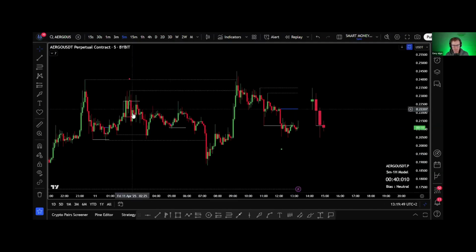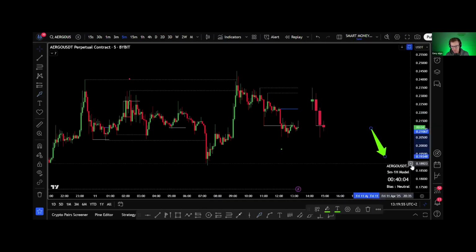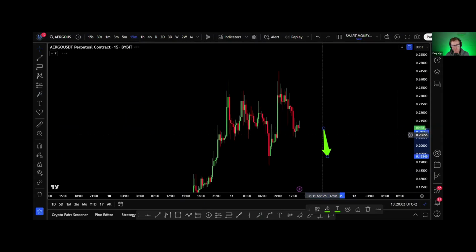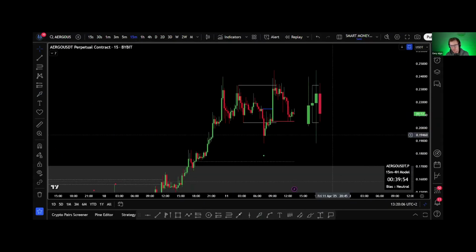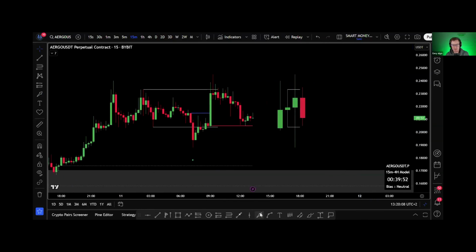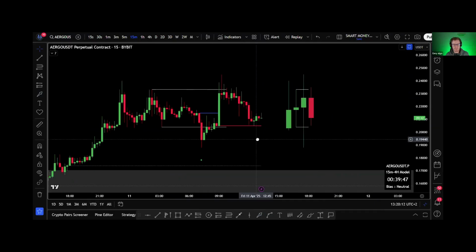So I'm on the 5-minute chart, which means this over here is my 1 hour. Also, if you look in the corner, we've got a dashboard which shows us the model. So right now we're in the 5-minute, 1 hour model. If I go to the 15-minute chart, now it's going to show me I'm on the 15-minute model and the 4-hour model. So now it's observing a 4-hour higher time frame, and then I'm on the 15-minute over here.